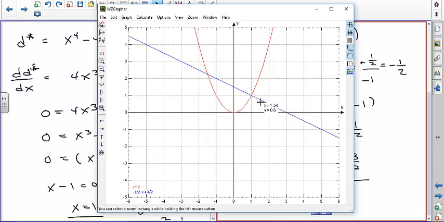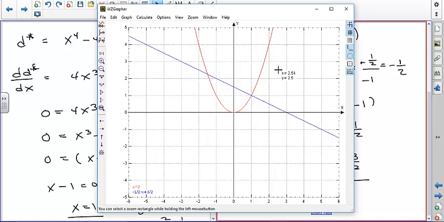Now, what do you think is the relationship between the slope of the tangent line for the red curve here and the slope of the blue line? How do you think they're related? Or what would I call the relationship between those 2 lines? They are perpendicular. Yeah, they're perpendicular.